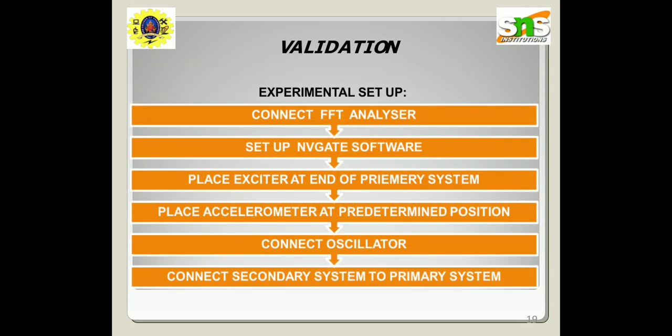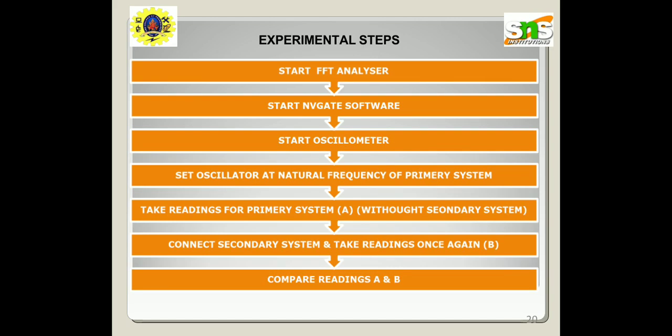Here is the validation on the experimental setup. Connect the FFT analyzer, set up the software, place the exciter at the end of the primary system, place the accelerometer at a predetermined position, connect the oscillator, and connect the secondary system to the primary system. Then start the FFT analyzer, and the final step is to start the oscillator. Set the oscillator at the natural frequency of the primary system. Take readings for the primary system without the secondary system, then connect the secondary system and take readings once again. Compare readings A, B, C.